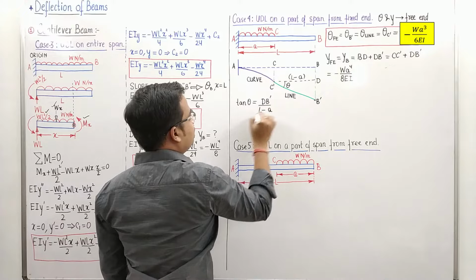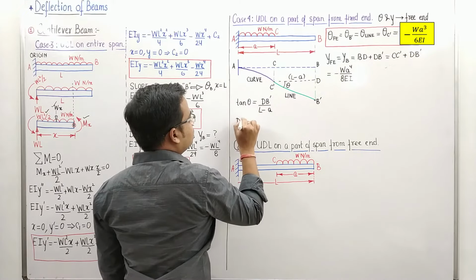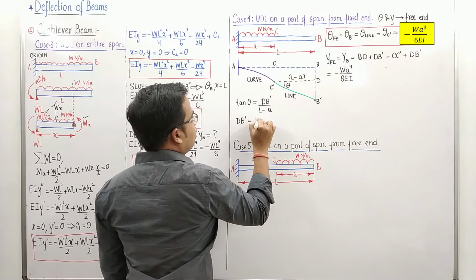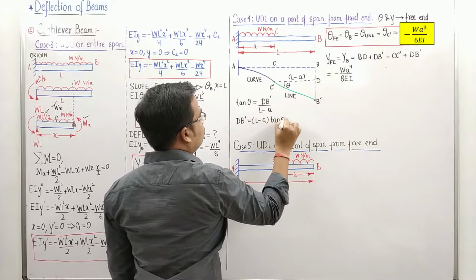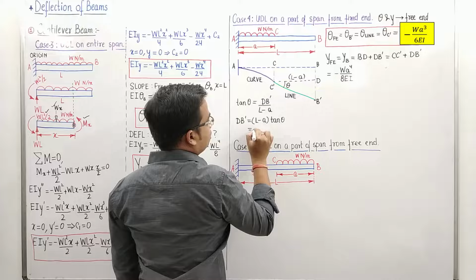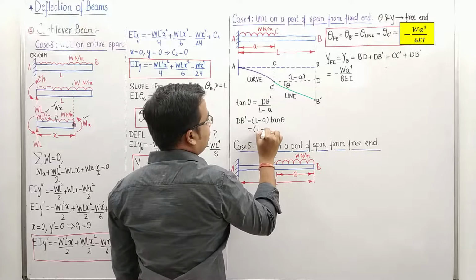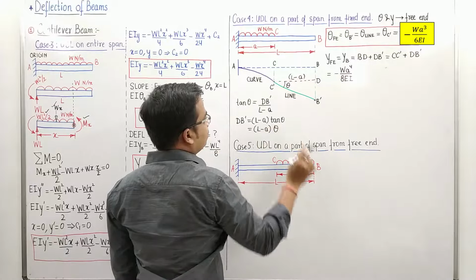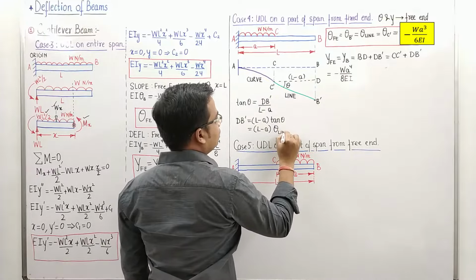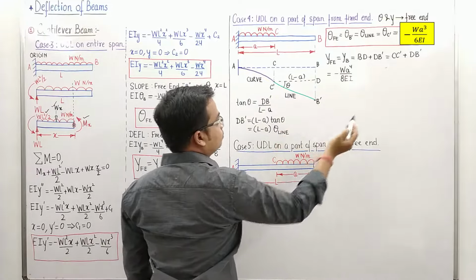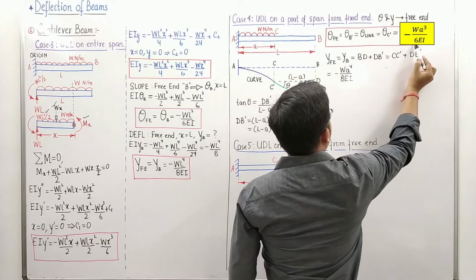So you want DB dash. DB dash is equal to L minus A times tan theta, and you know very well that theta is extremely small, isn't it? So L minus A times theta, right? So theta what? Theta line, isn't it? How much is theta line? You know that. It's minus WA cube upon 3EI.